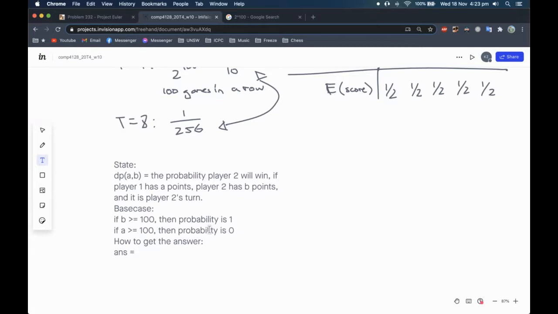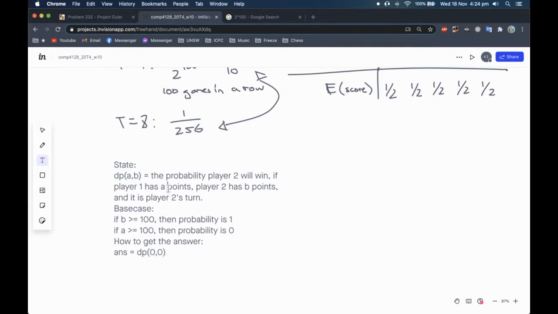Okay, so let me ask you this. If player 1 loses his first coin toss, what is the probability of us winning in terms of the DP state? So I'll say that again. If player 1 loses his first coin toss, then what is the probability that player 2 will win using the calculated values of DP? Exactly right, Bowen. The answer is DP 0, 0.